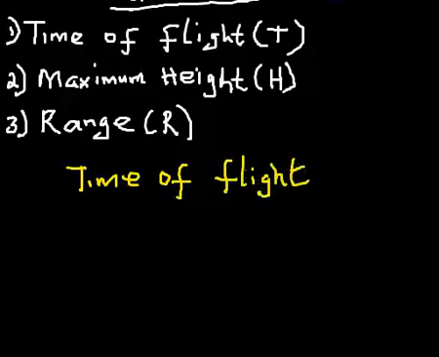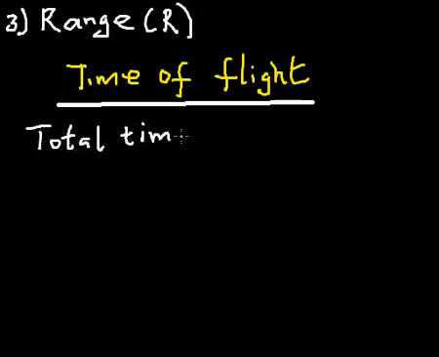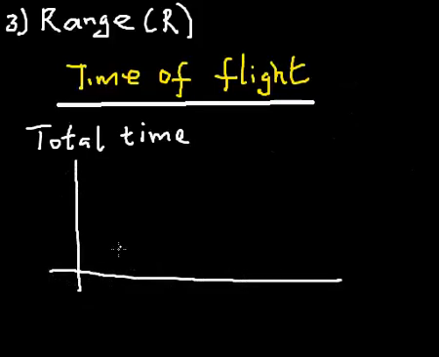So if someone asks you what is the time of flight of a projectile, how will you define it? The time of flight of a projectile is the total time it takes the projectile to complete its journey. Analytically, I will describe it as the time it takes the projectile to first reach its maximum height, because you have to reach the maximum height before it starts falling.